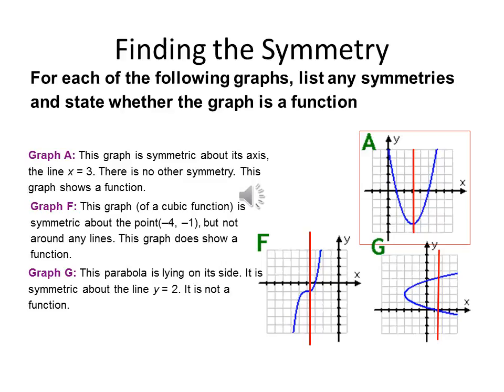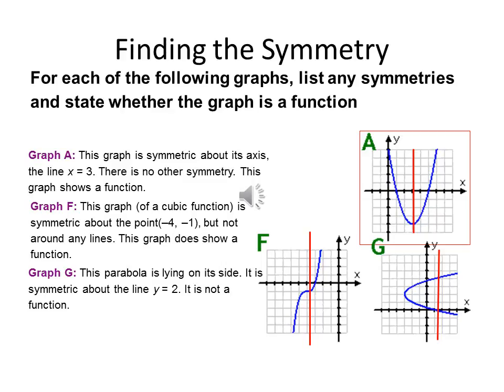Okay, let's look at another graph. Let's look at graph F. Right off the bat, we should be able to tell that this is a function before we even run a vertical line test, because it looks exactly like a cubic function. Okay, let's run a vertical line test on it. Graph F, this graph, of course, is a cubic function. It's symmetric about the point -4, -1, but not around a line. This graph does show a function.